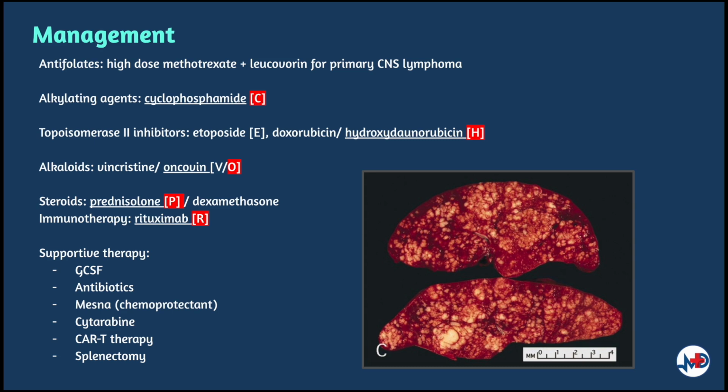Systemic chemotherapy comprises chemotherapeutic agents, steroids, and immunotherapy. CHOP is the most common regimen in non-Hodgkin's lymphoma. The addition of rituximab, R, a CD20 antibody, is done for B-cell lymphomas. Intrathecal chemotherapy with methotrexate can be used in leptomeningeal involvement.